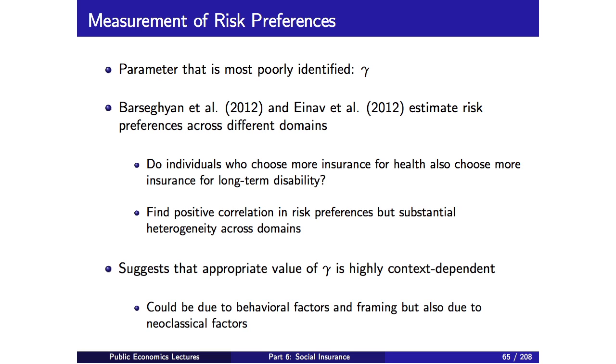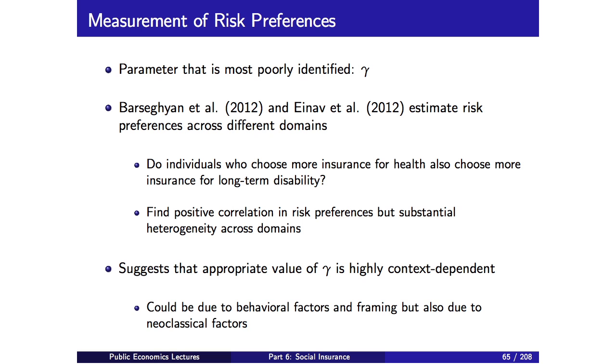There is definitely a positive correlation in risk preferences across domains, which they document clearly, but there's tremendous amount of heterogeneity across domains. So there are lots of guys who are picking very conservative health insurance plans, but investing in very risky ways in 401ks and so forth, right? And so that then suggests that the appropriate value of gamma is highly context dependent, which is a result that behavioral economists have been emphasizing for some time.